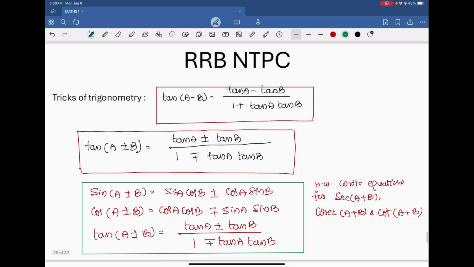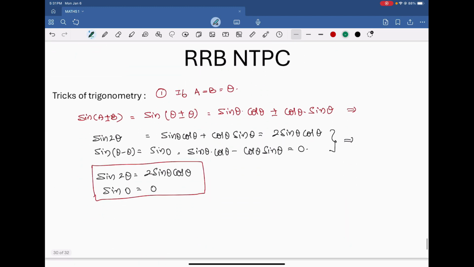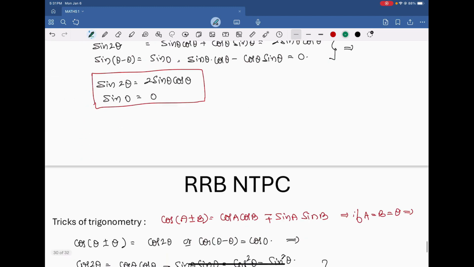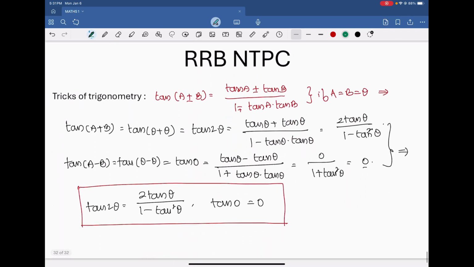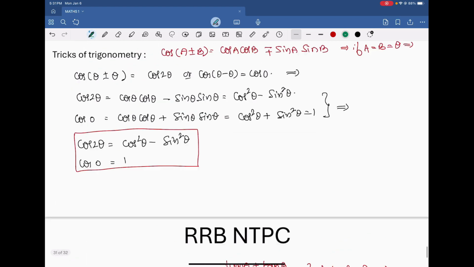And these are the important three equations for compound angles we found out. And homework is given for finding for secant, cosecant and cot also for different compound angles. Then by putting A is equal to B is equal to theta, we have found sin 2 theta, sin 0, cos 2 theta value and cos 0. And these values are written.